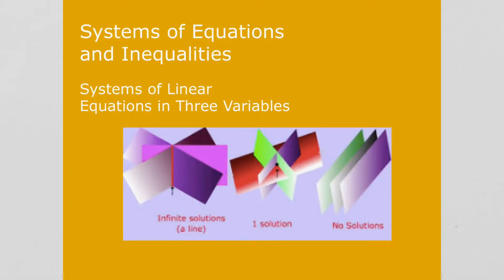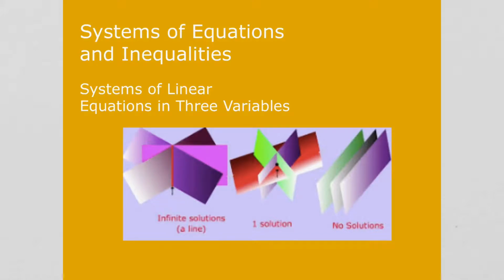This section is on systems of linear equations in 3 variables. So what if we're looking at 3-dimensional space and we have planes that are intersecting? What kind of solutions can we have? You can see here on this first page, think of 3 pieces of paper. They could intersect in one line, or they could intersect in a point, or they could be parallel and be no solutions.